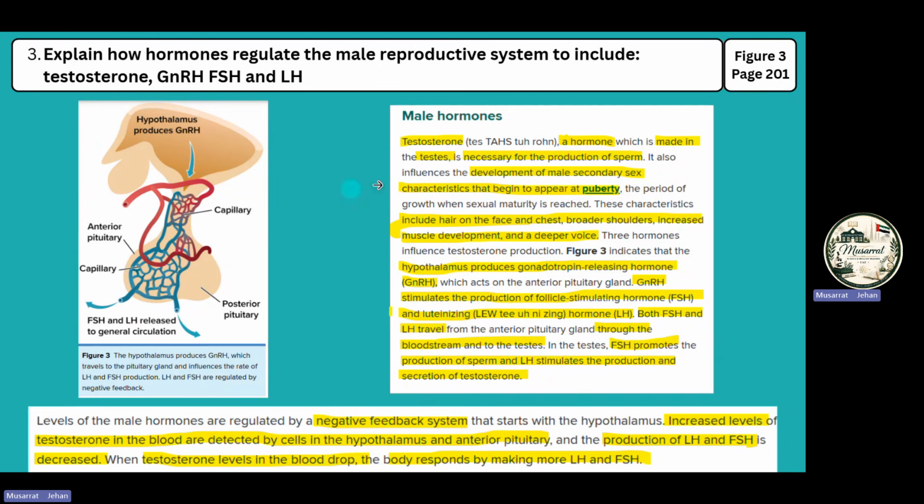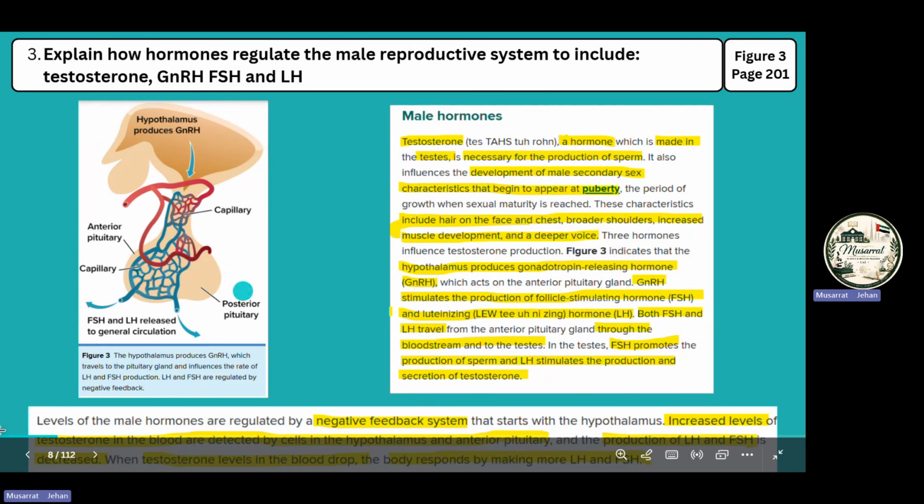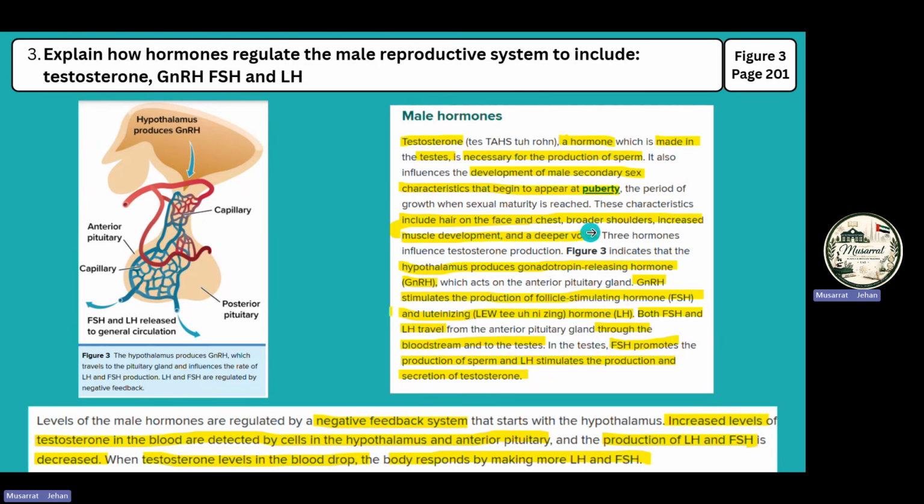Testosterone is a male hormone, and it is made in the testis. It is necessary for the production of sperm. It also helps in the development of male secondary sex characteristics seen at puberty, like hair on the face and chest, broad shoulders, increased muscle development, and a deeper voice. All these characteristics are influenced by testosterone.